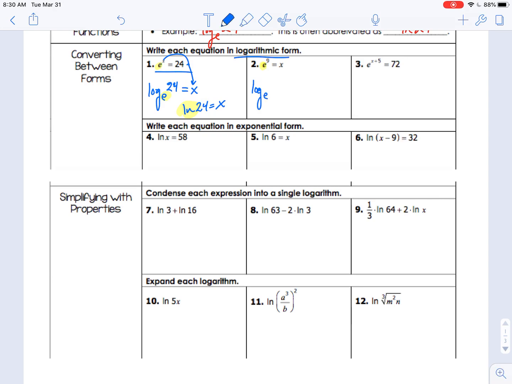So let's do this next one here. Log base what? Well, what's the base of my exponent? It's e. Log base e of what equals what? Well, the exponent, where does the exponent go? Exponent goes out there, which means x must be in there. So natural log of x equals 9.